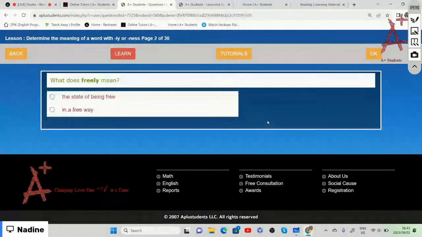Freely. So what does freely mean? We can say freely is the state of being free or in a free way. So the word ly means in, let's say, in a way. Which means that we will say freely is in a free way.